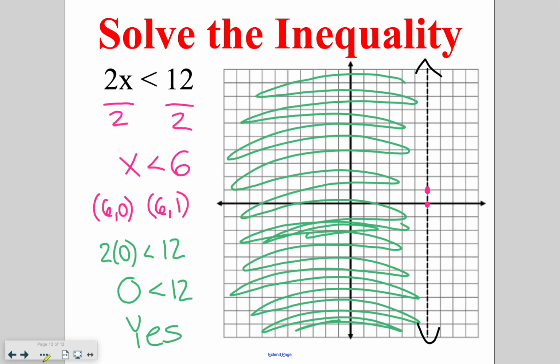In this case, we solve for x. We can write our points of 6, 0, 6, 1. You could go up to 6, 2, 6, 3, 6, 4. Either way, you're going to end up with a vertical line. It is dashed because there is no equal sign in our inequality. When I plug in 0, I find that 0 is less than 12. So my point 0, 0 is going to be included in my inequality answer.